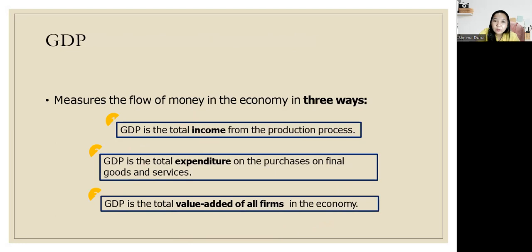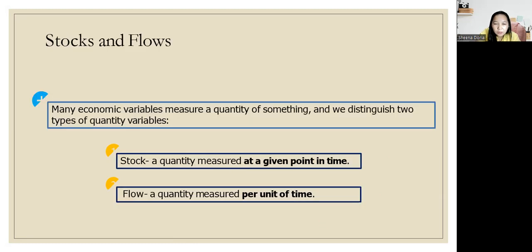So, from either viewpoint, it is clear why GDP is a gauge of economic performance. So GDP is a measure of economic wealth. So ibig sabihin nun, mas mataas ang GDP, mas mayaman ang isang bansa in short. So GDP measures something people care about, their income. So simply, an economy with a large output of goods and services can better satisfy the demands of households, firms, and the government.